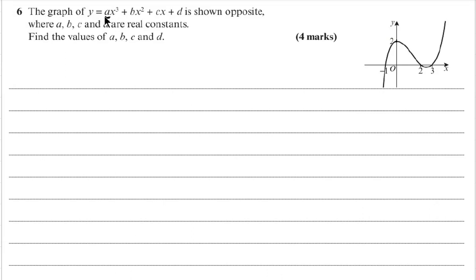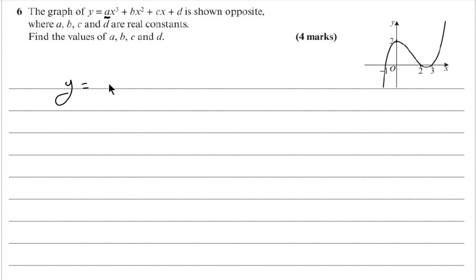Question 6: the graph of y equals ax^3 plus bx^2 plus cx plus d is shown opposite, where a, b, c, and d are real constants. Find the values of a, b, c, and d. What is the difference between this problem and the previous one? In the previous problem, the coefficient of x cubed was 1, but here it is a. Also, in the previous question, we didn't know the y-intercept, but here we already know the y-intercept.